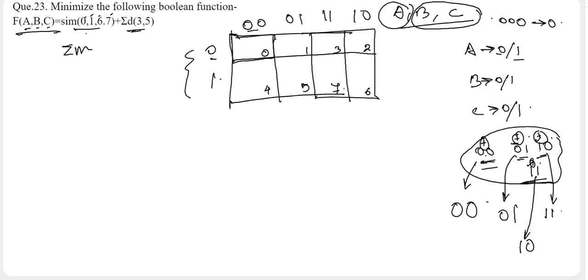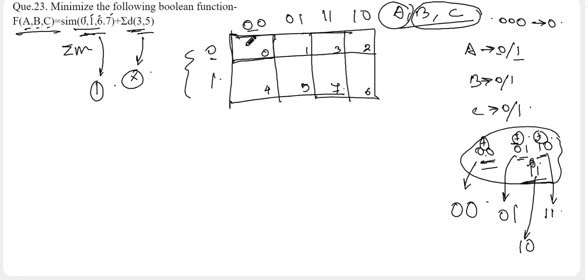Now the cell numbers 0, 1, 6, 7 are specified in the min terms, and the cell numbers 3 and 5 are specified in the don't care terms. So for the don't care terms, we will write a cross in that particular specified cell number, and for min terms we will write 1 in the specified cell numbers.